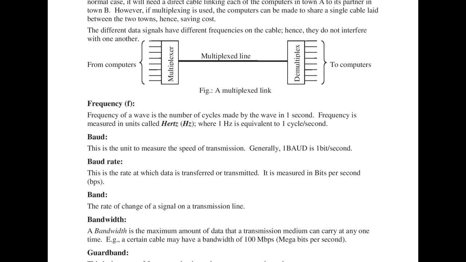Then we have baud. Baud is the unit of measure of the speed of transmission. It is actually 1 bit per second. Then we have baud rate. This is the rate at which data is transmitted or transferred. Then we have band, the rate of change of a signal on a transmission line.